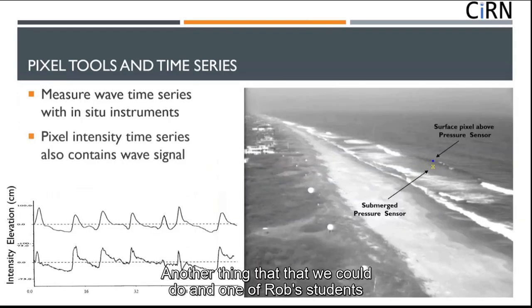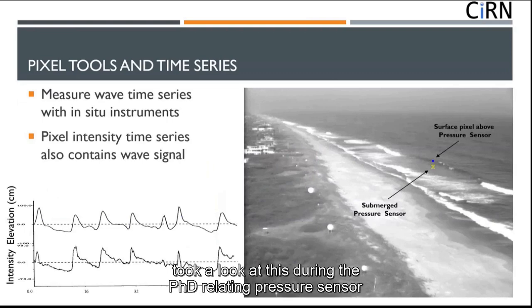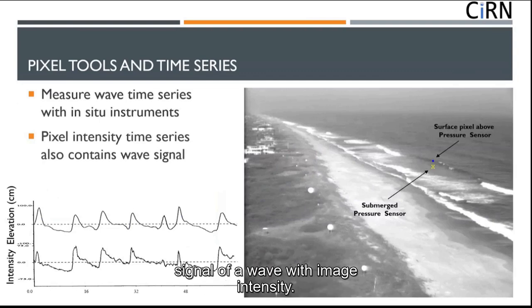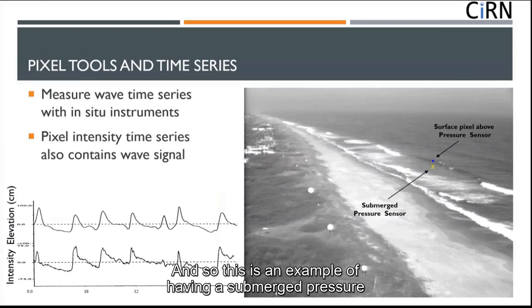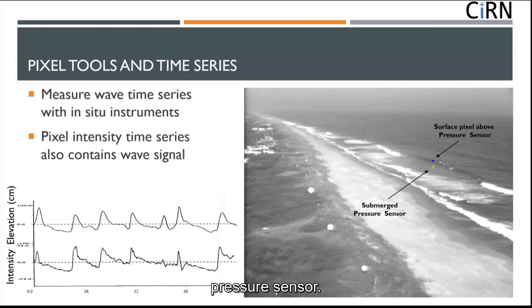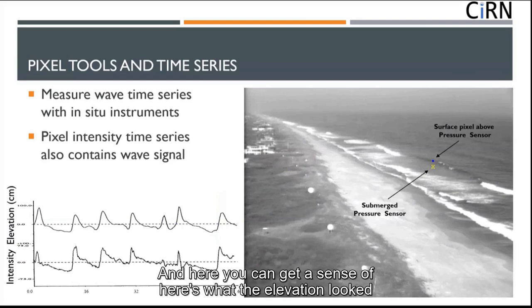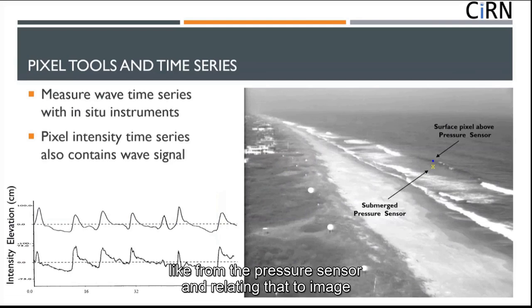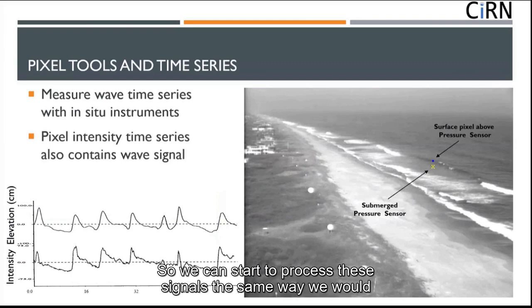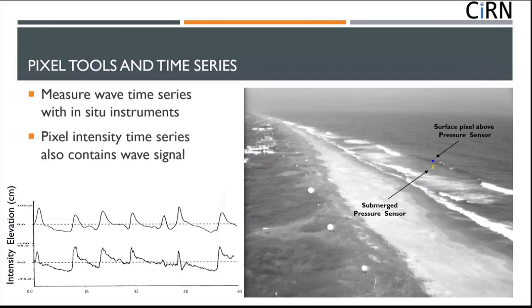Another thing that we could do, and one of Rob's students took a look at this during his PhD, is relating the pressure sensor signal of a wave with image intensity. This is an example of having a submerged pressure sensor here at the FRF and sampling a pixel above that pressure sensor. Here you can get a sense of what the elevation looked like from the pressure sensor and relating that to image intensity. So we can start to process these signals the same way we would process a wave signal.